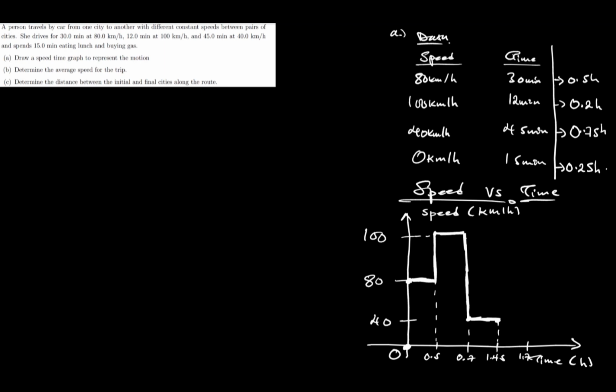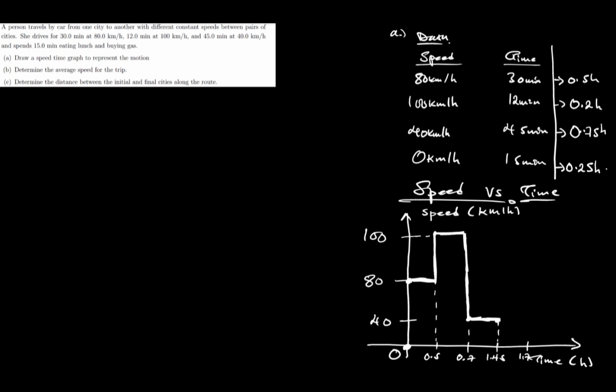Now when you reach the 100, you then maintain that speed for 0.2 hours. But from the point where you are, which was 0.5, moving for 0.2, your time will be at a sum of 0.5 and 0.2, which gives basically 0.7. So that's how long you maintain the 100 if we consider it from the origin. But from where you were to the next point, we basically know that that's just 0.2. And then the same concept is applied throughout. So that is how you come up with your speed time graph to represent the motion.